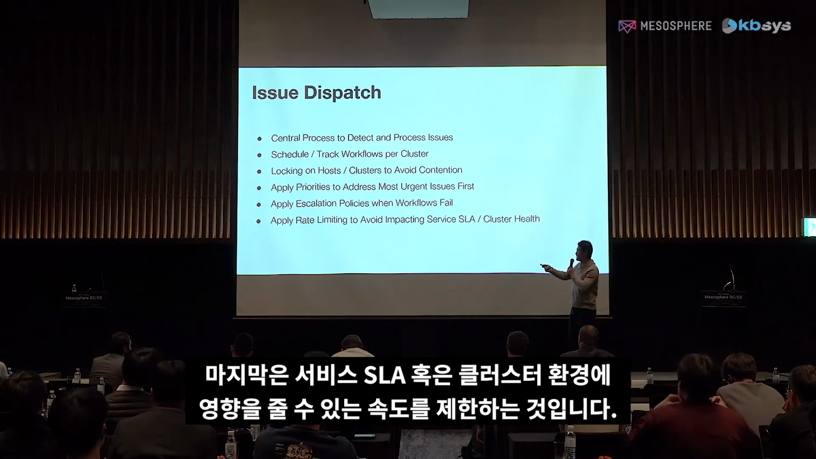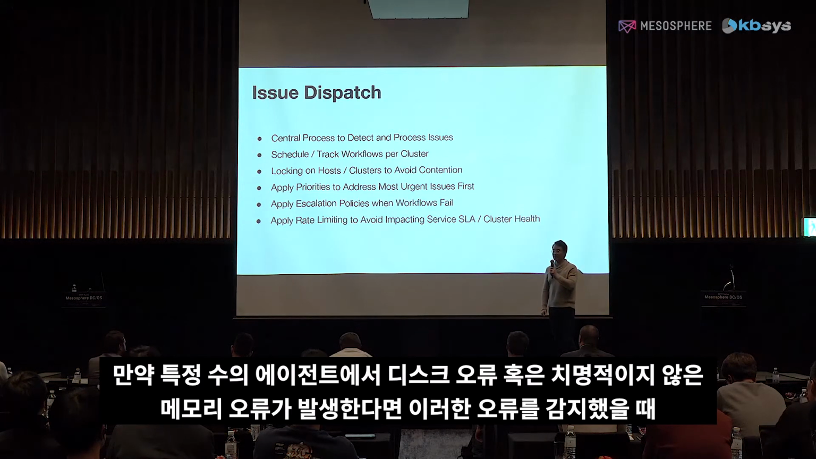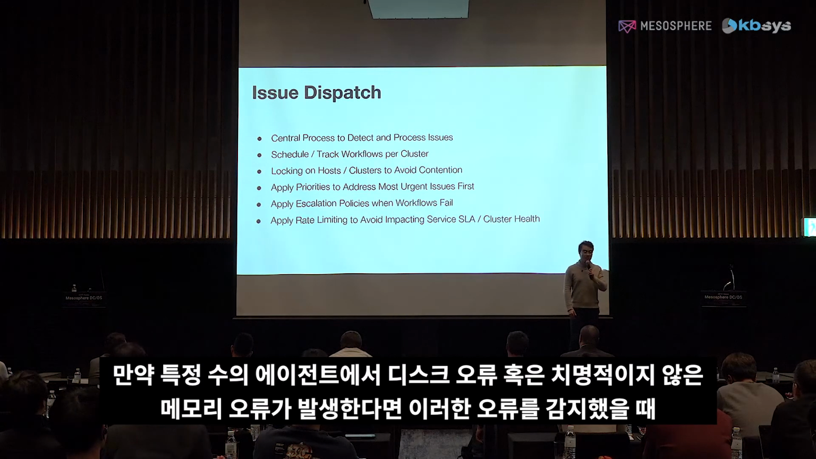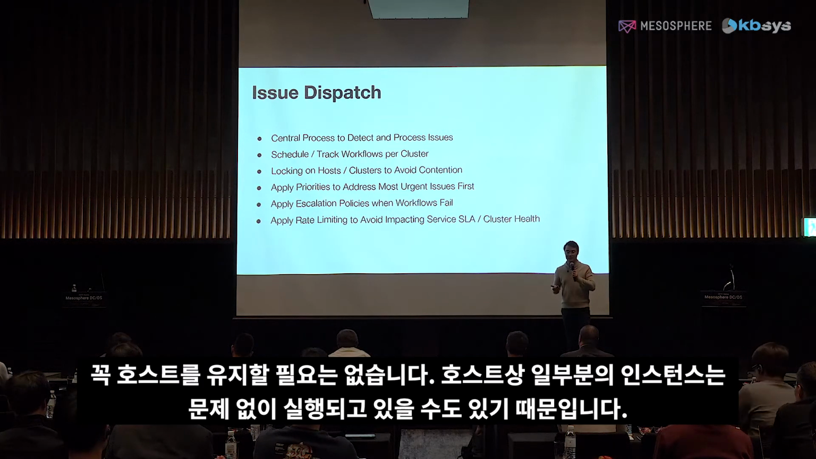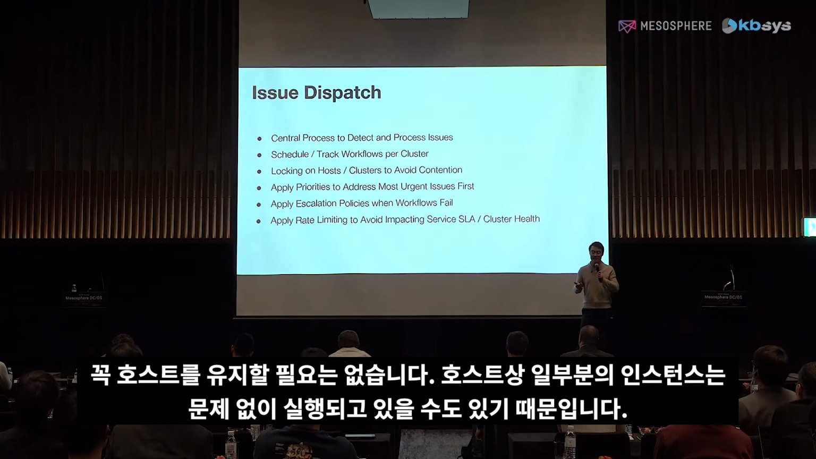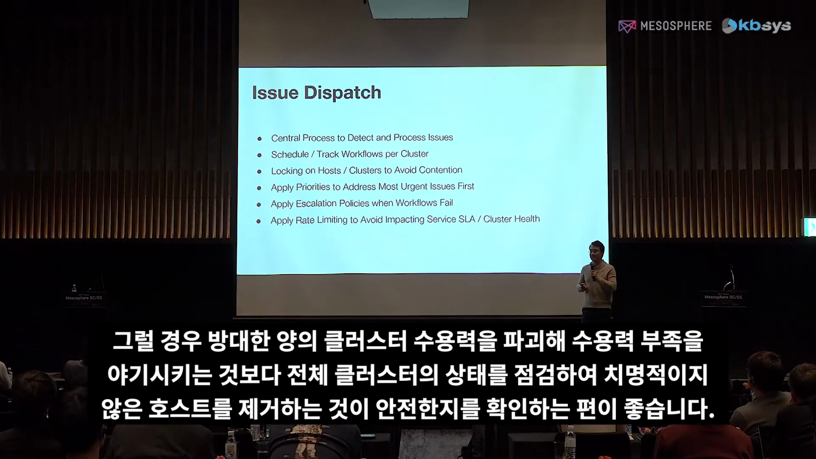The last one is we also apply rate limiting to avoid impacting service SLAs and cluster health. So for example, you might have a certain number of agents that have disk failures or non-critical memory errors. You might detect those errors, but it's not necessary to maintain the host right away because some of the instances might still be running fine on it, right? In that case, you want to check the whole state of the cluster to make sure it's safe to pull out those non-critical hosts for maintenance, instead of suddenly destroying a large portion of your cluster capacity and causing a capacity crunch on your cluster.